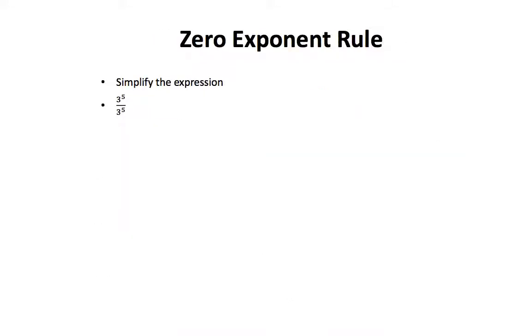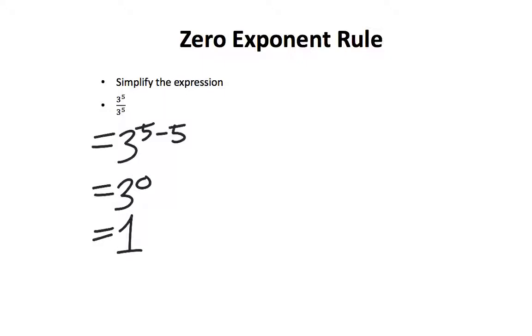How exactly does the zero exponent rule work? Let's begin by simplifying the expression 3 to the power of 5 divided by 3 to the power of 5. Remember, when you divide exponents with the same base, you subtract the exponents. So that becomes 3 to the power of 5 subtract 5. That simplifies to 3 to the power of 0. And you've been told that anything raised to an exponent of 0 is 1.